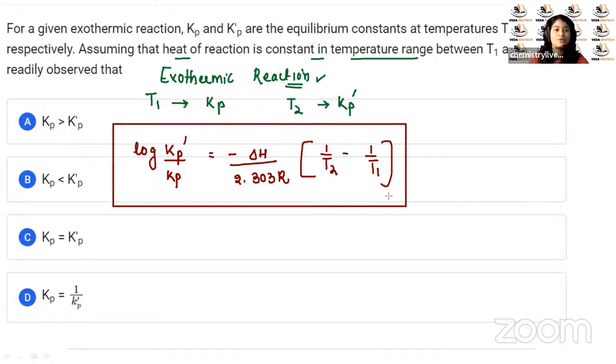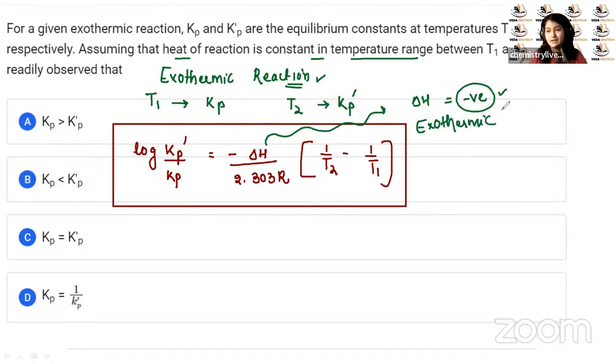Now we know what is given to us here: an exothermic reaction. Exothermic reaction means your delta H is negative here. Also, this is an exothermic reaction, which means heat is liberated. You are getting more heat. So as you are getting more heat, can I say that T2 is greater than T1?